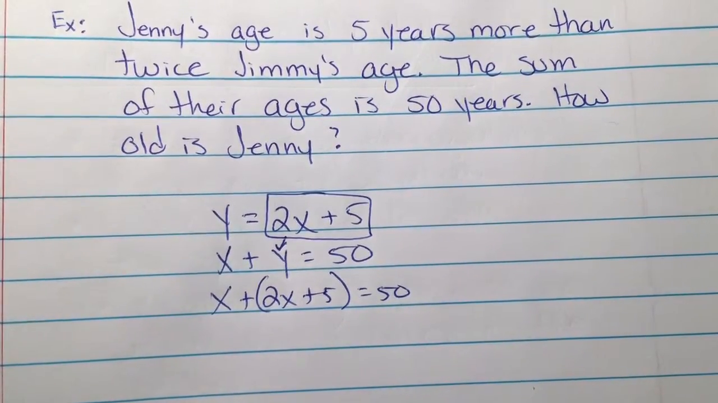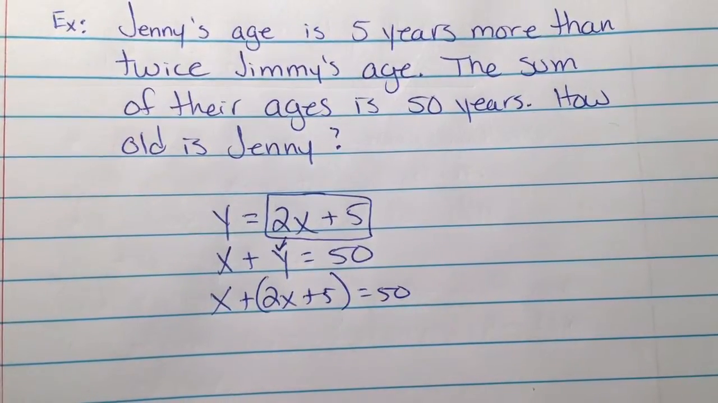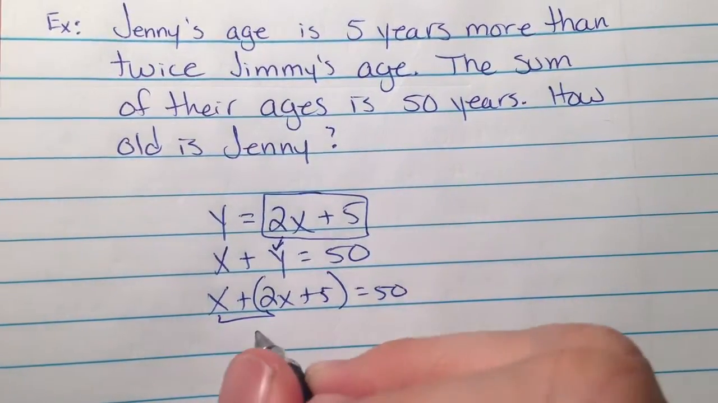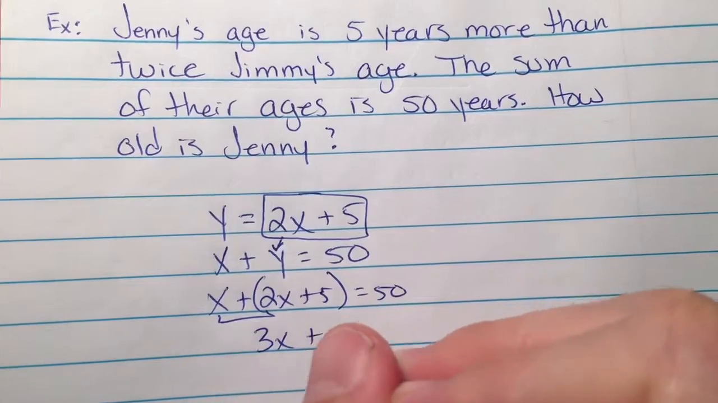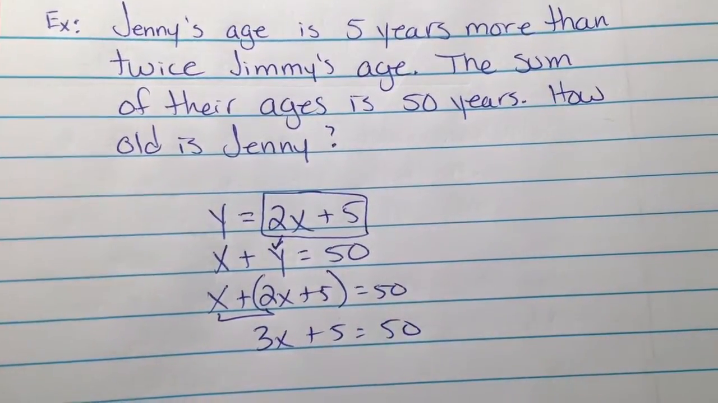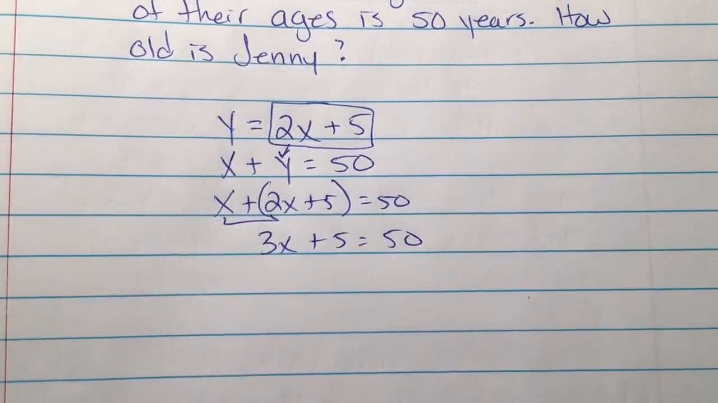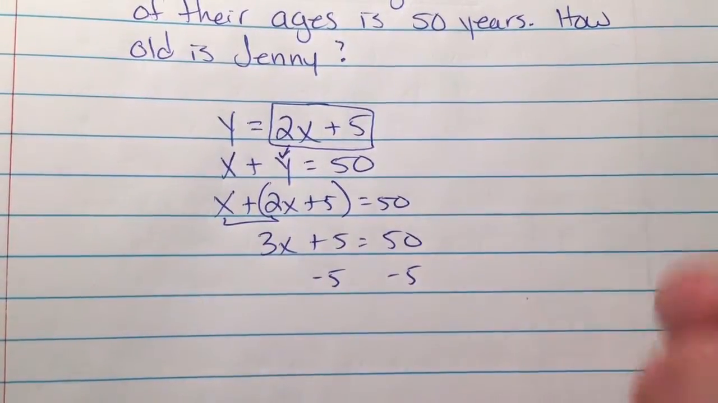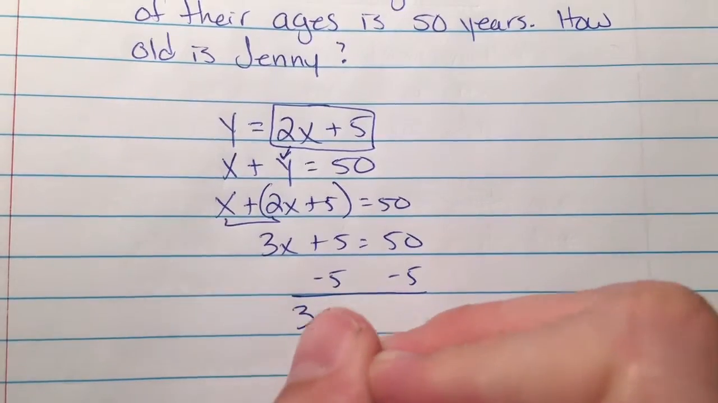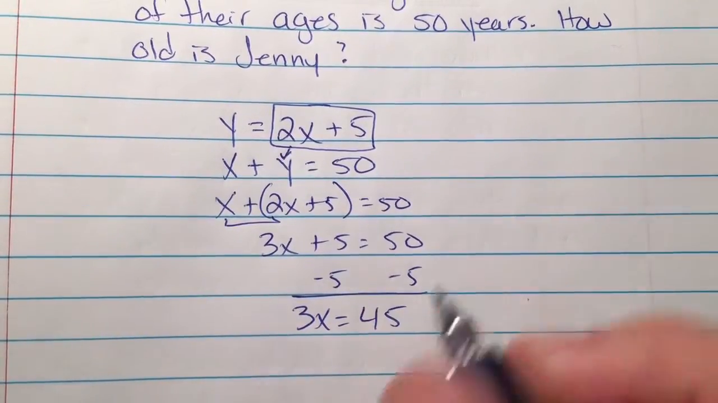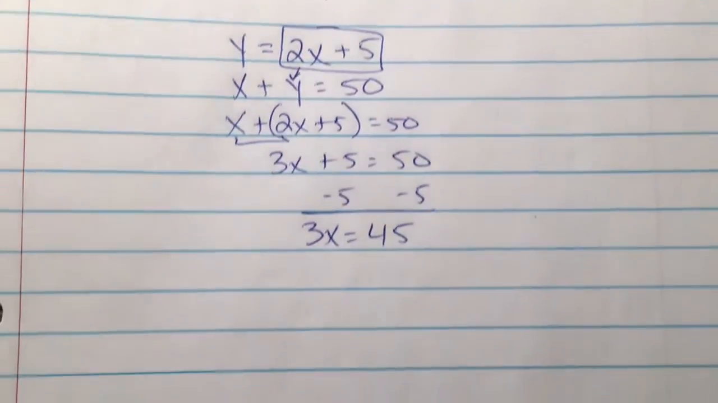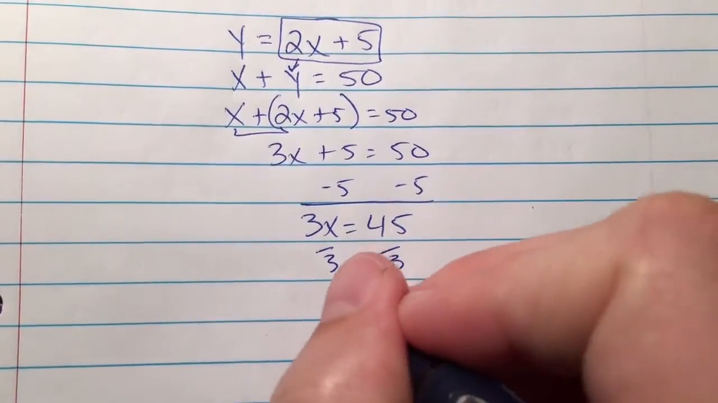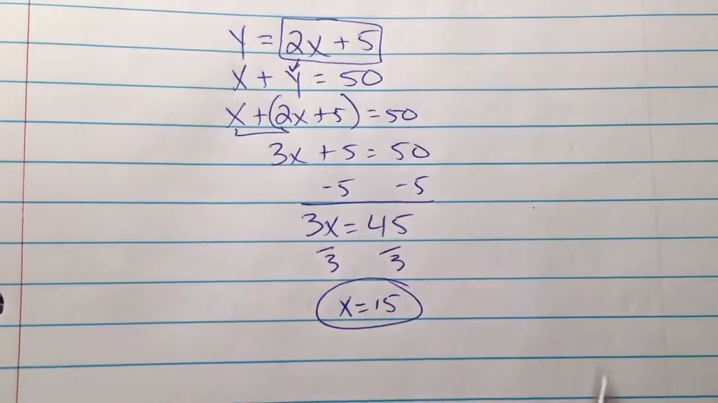Good stuff. All right, so go ahead and combine our like terms. X and 2x. Boom. Yay, it makes 3x. Still have your plus 5, and it equals 50. Good to go. Two-step equation. Inverse operation. Minus 5, minus 5. 3x equals 45. Finish that up. Divide by 3. You guys know this stuff. And x equals 15. Good.